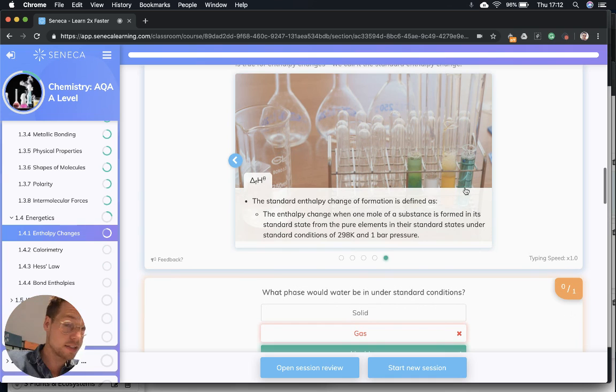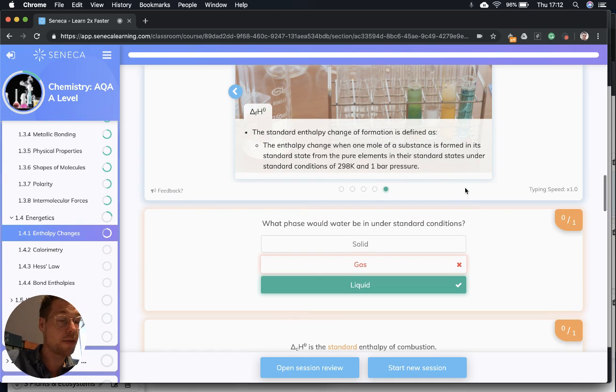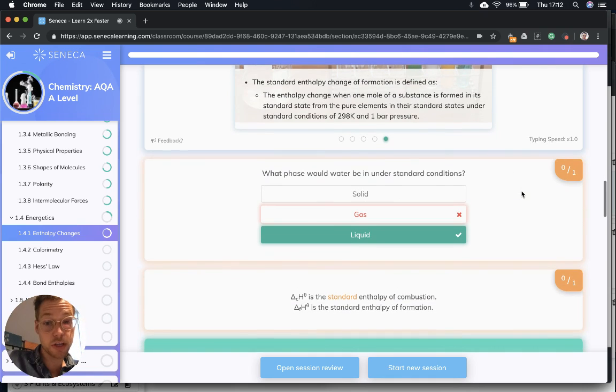So lots of standards in that definition, but learn those two definitions. They come up a lot as one of the first or second questions on a paper. So they're good ones to know.